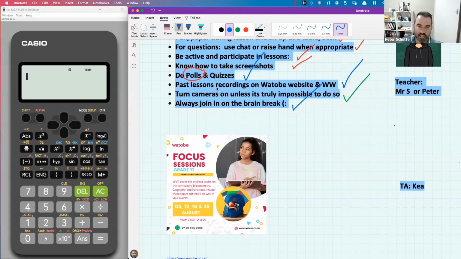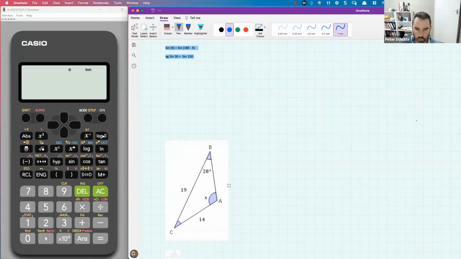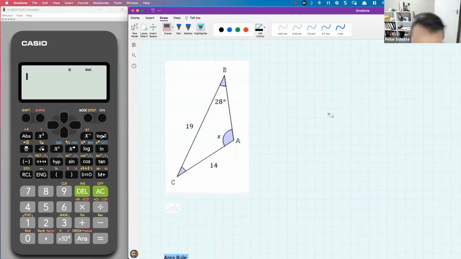Cool, let's get going. What I want to start with today is a little bit of a follow on from the previous lesson, and that is using the sine rule. I want to solve for this unknown angle over here. Who would like to tell me how I start going about finding this unknown angle x in the following triangle? Who feels like they'd be willing to share some of their knowledge?